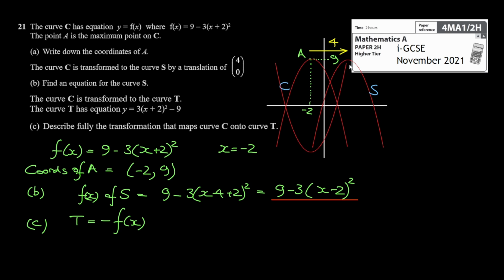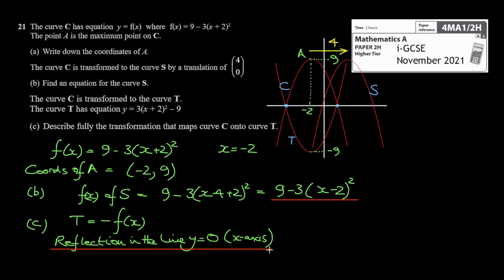So at the risk of crowding this diagram with loads of red lines, this is the curve t. The 0 points don't move, but this maximum at +9 has gone down to -9. How do we express that? Well, it's a reflection in the x-axis. And that is your answer.